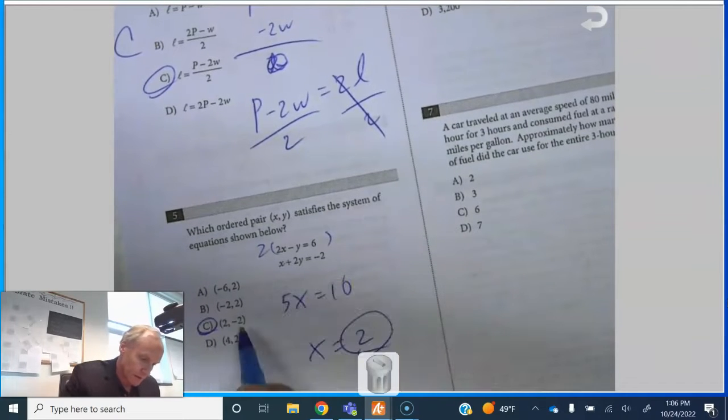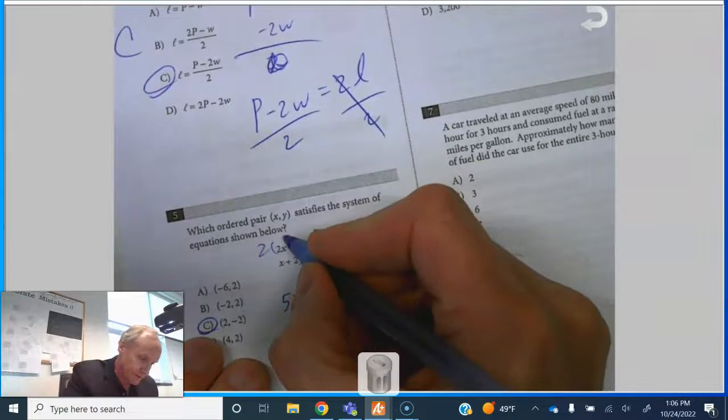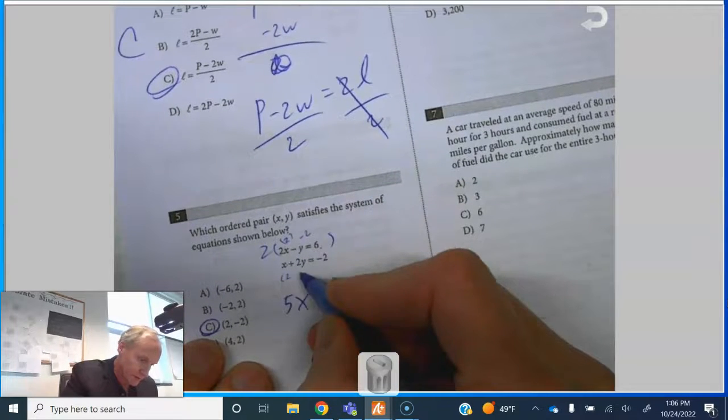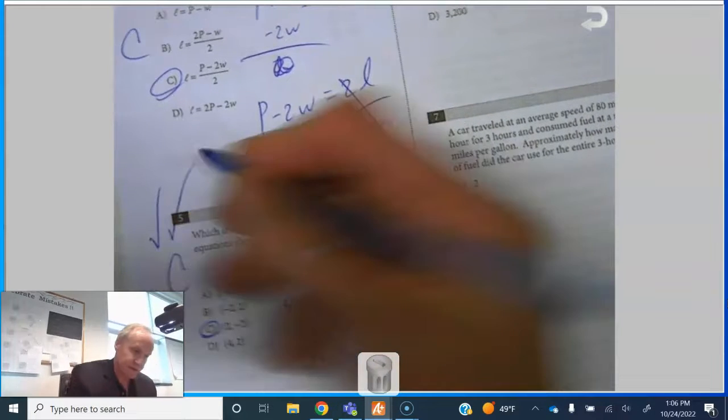And negative 2 is the only other possibility, but let's double check it. If I put a 2 here and a negative 2 there, I get 6. And if I put a 2 here and a negative 2 there, I get negative 2. I've double checked it.